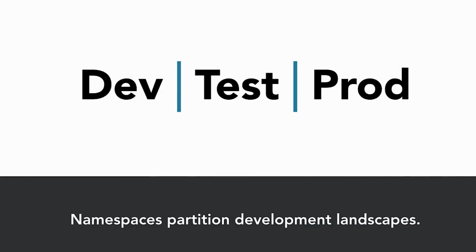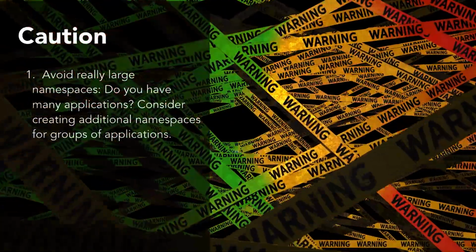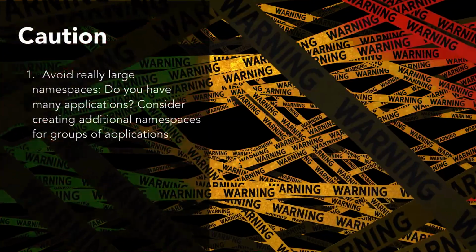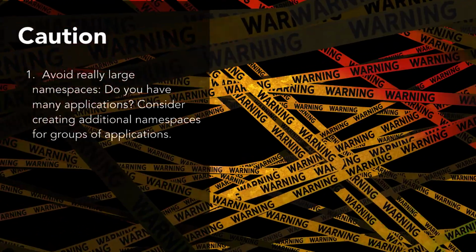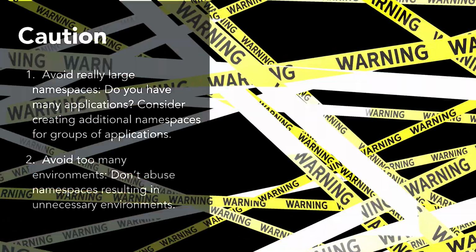Another common pattern is using namespaces for dev, test, and production environments. With most teams building continuous integration, or CI, pipelines, you can easily define CI pipelines to deploy an entire environment in a quick and easy fashion. Some anti-patterns to watch out for: sometimes you will end up with a really large namespace because you have many applications that are running. In these scenarios, it might be good to create additional namespaces for groups of applications. For example, an e-commerce dev namespace for all e-commerce related applications.